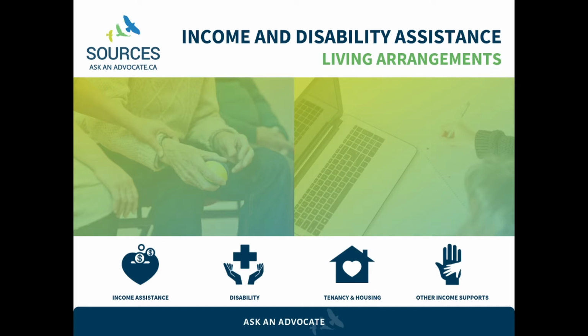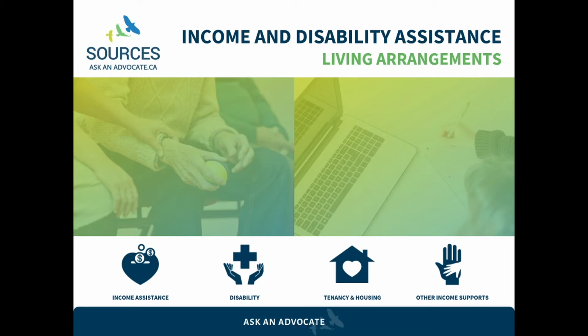If an individual is applying for or is already on ministry assistance, it's important to understand what happens to their benefits based on their living arrangements. Who they live with can affect their application, as well as the amount they may be eligible to receive. Please remember that the information provided in this webinar will be applicable in British Columbia only.